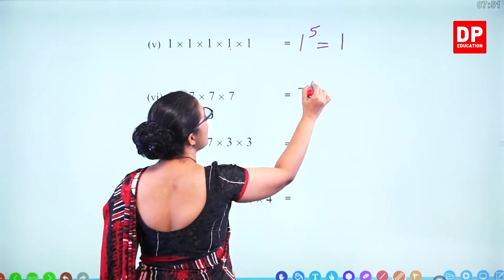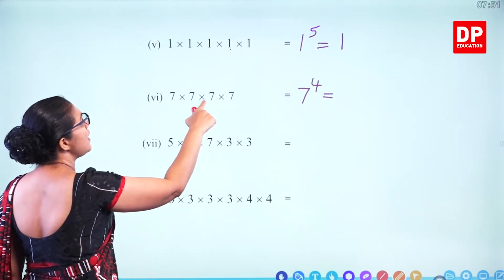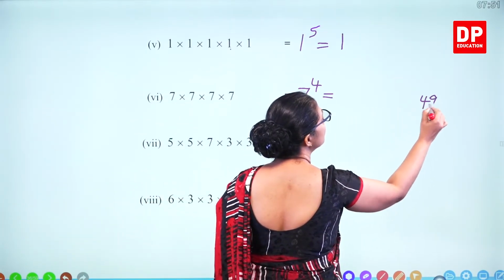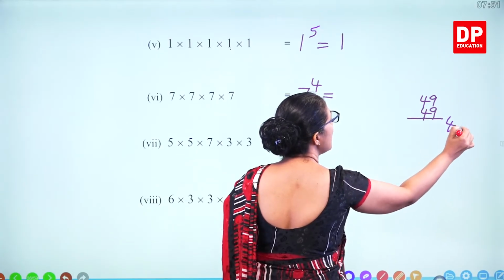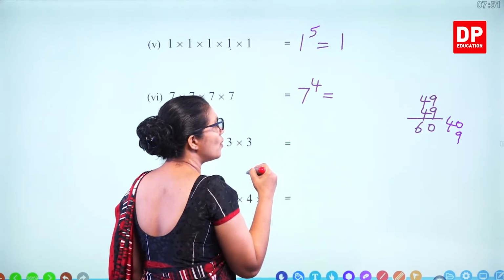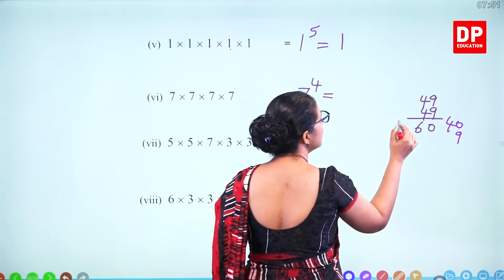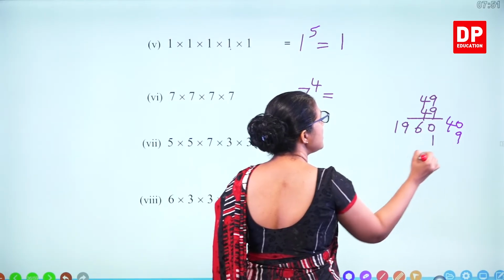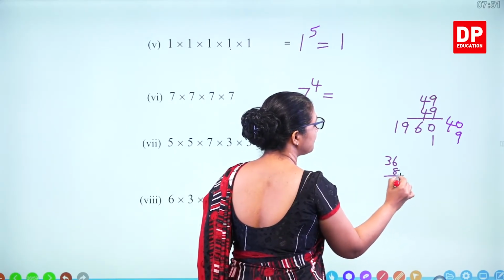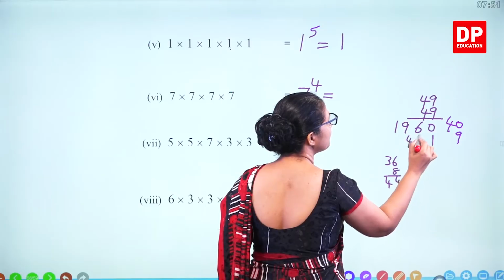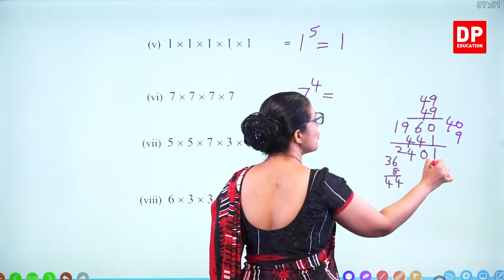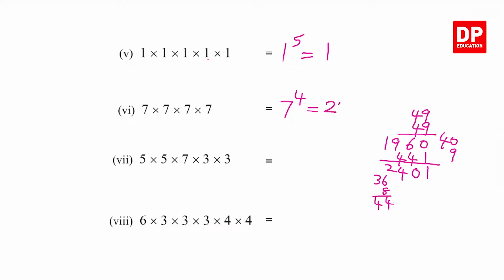7 four times, 7 to the power 4. So here 49 and 49. 49 times 49. We need to find out. 40 and 9. 4 times 9, 36, and 4 times 4, 16 plus 3. 9 times 9, 81, 8 remaining. 9 times 4, 36 plus 8, 44. Now add it. So you get 2401.